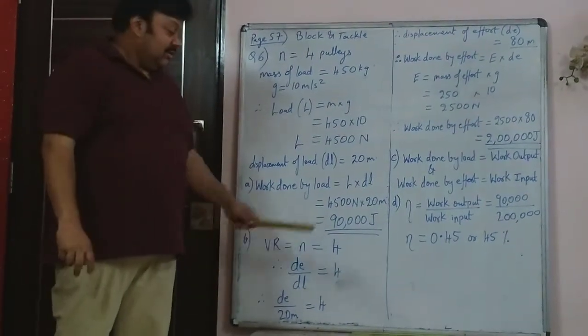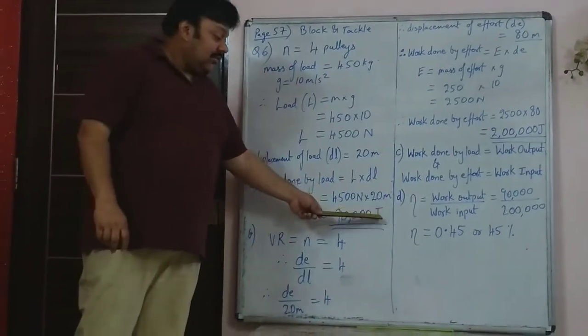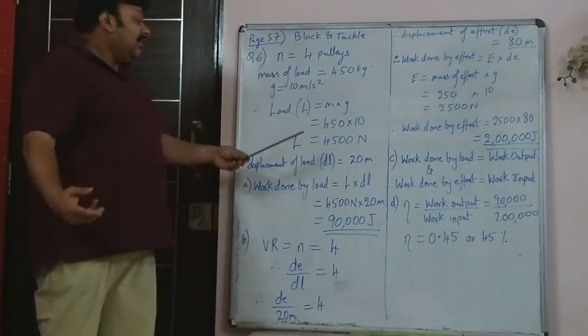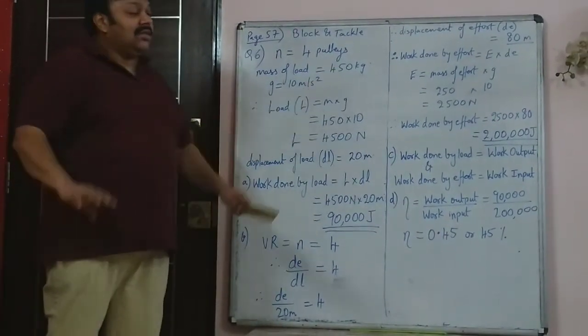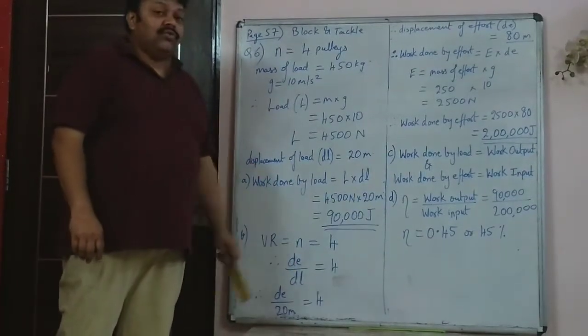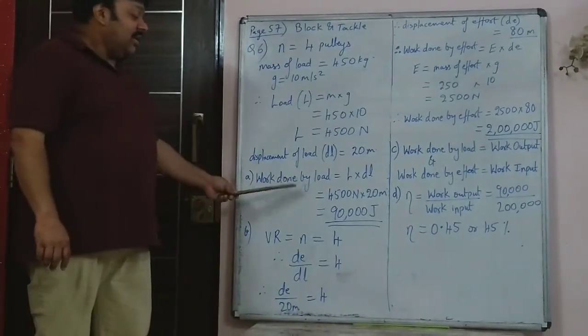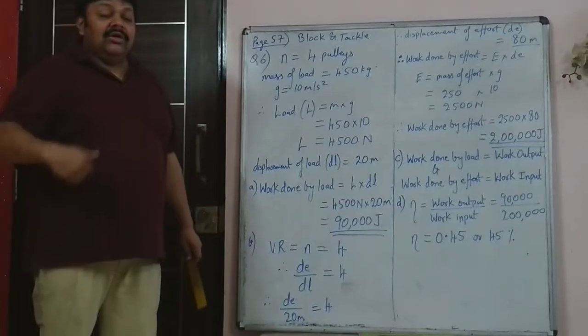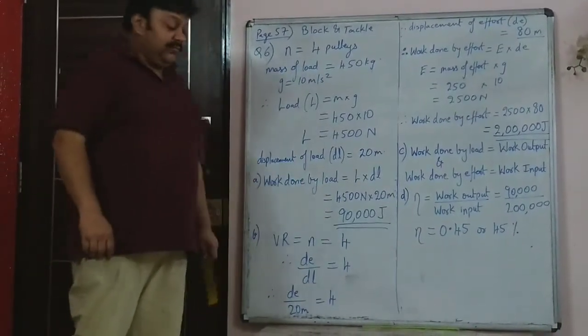Please understand that Newton into meter will give you joule. Had you left it in kg, that is the mass, that will not give you the answer in joule. When you are asked to find work or energy, you have to find it in joule.